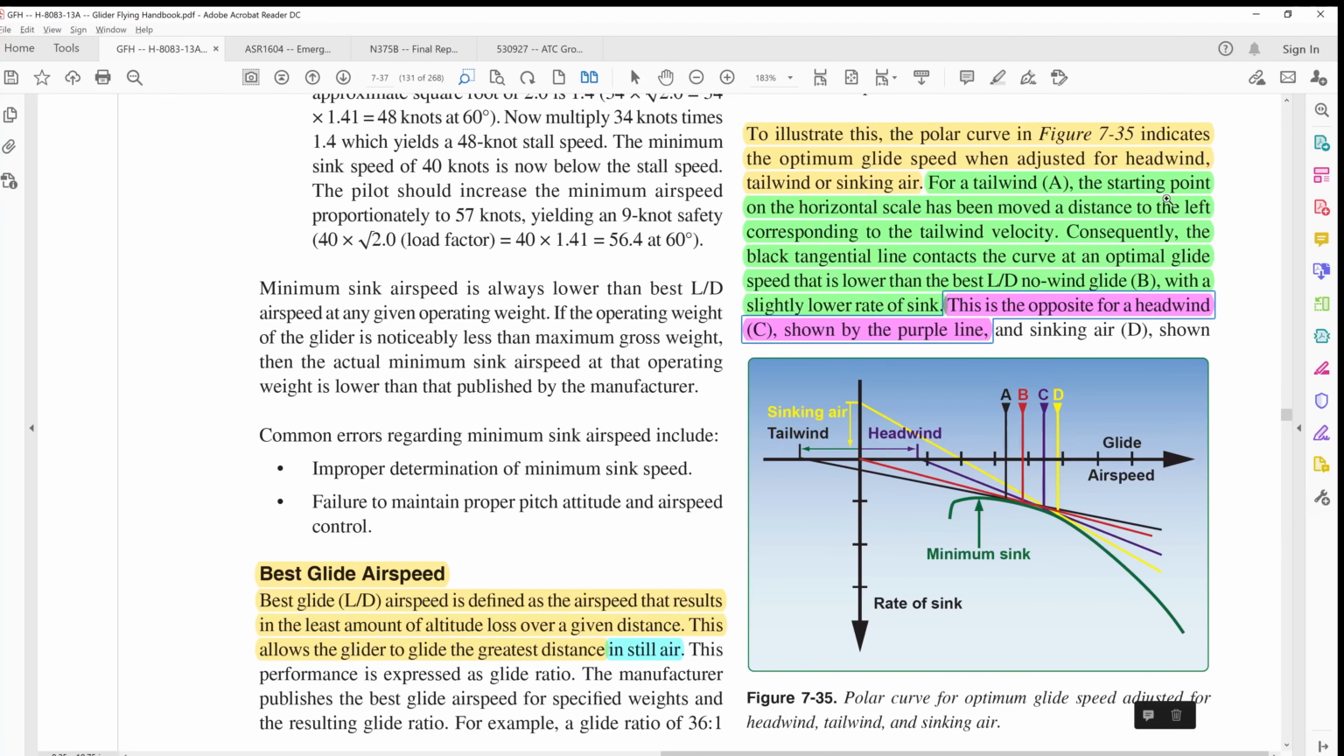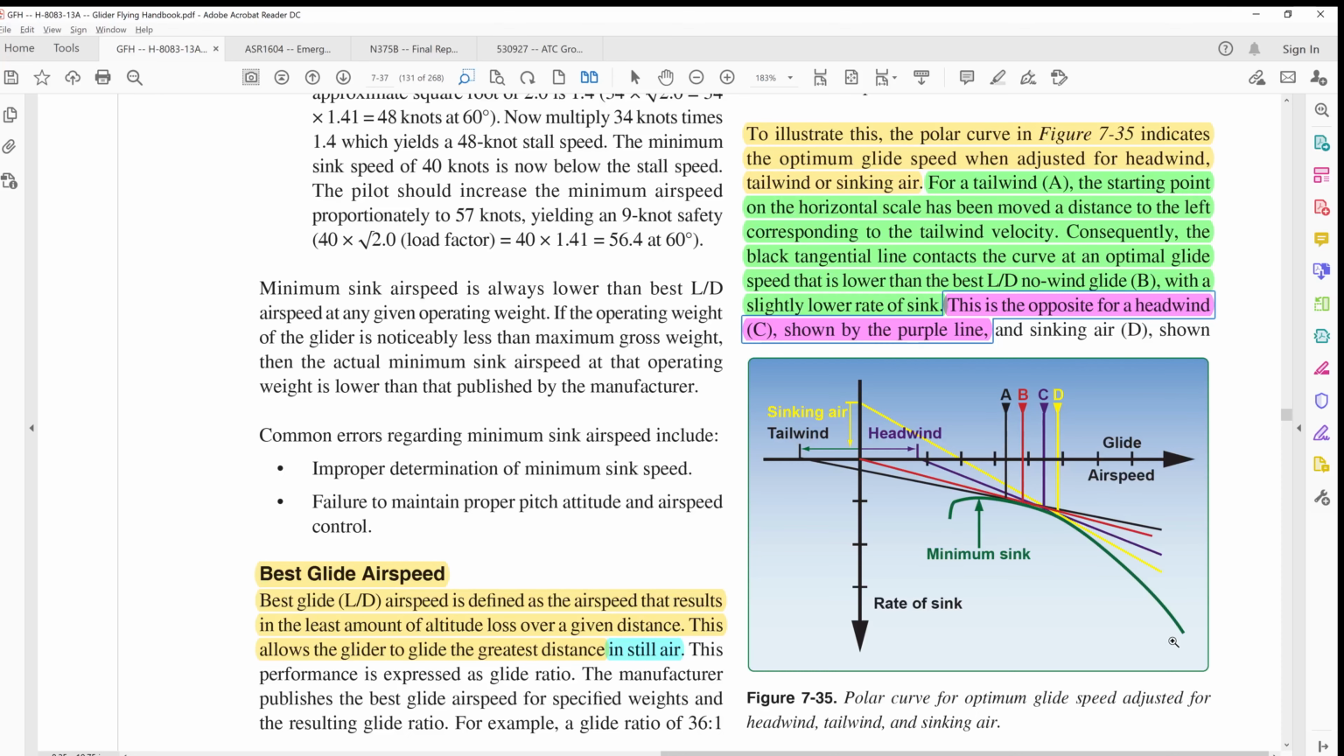Okay, so for a tailwind, the starting point on the horizontal scale has been moved a distance to the left corresponding to the tailwind velocity. So before, when I was drawing that line for the best glide ratio, I was starting at the 0, 0 origin point. For a tailwind, all you do is move the origin point to the left on the x-axis, and whatever speed the tailwind is, that's where you would move it, and you start the line from there to get to your tangent point.